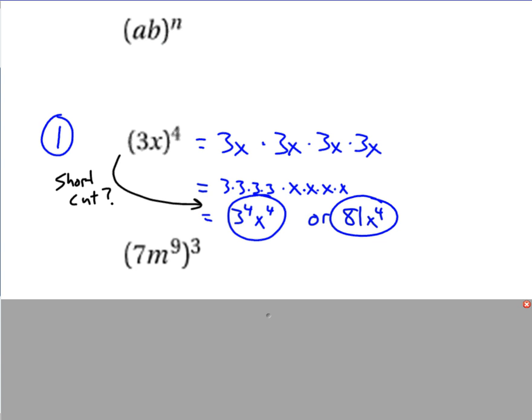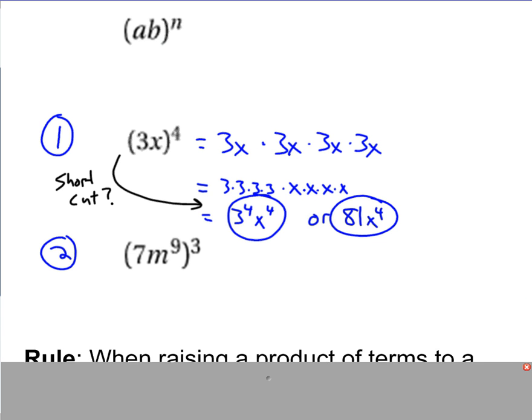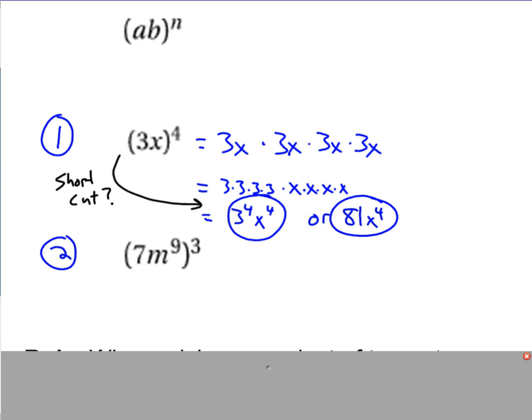Number 2. We're going to rewrite 7m to the 9th power 3 times. This might get a little messy here, so I'm actually going to give ourselves a little bit more space. So what we have here, I'm going to write it in green, is 7m to the 9th power times 7m to the 9th power, and then times 7m to the 9th power.